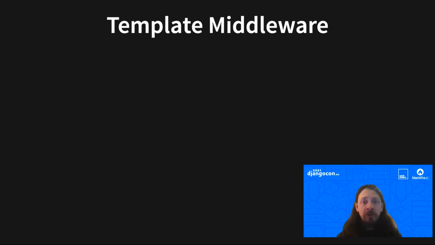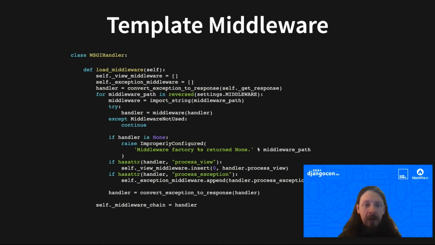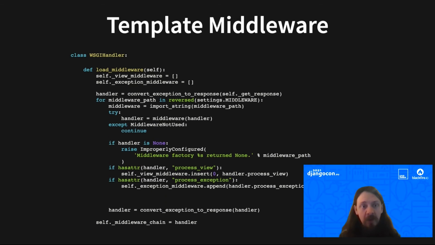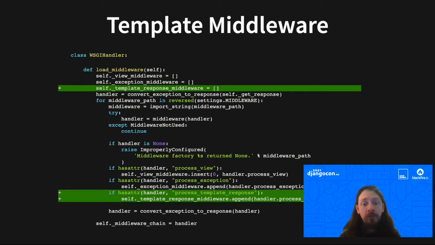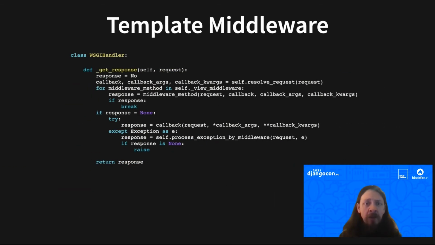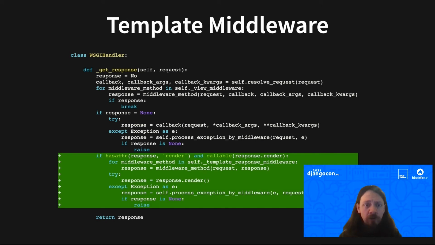The final special method that we can add to our middleware is template response middleware. Again, when we're building our middleware chain, we check for the process template response method, and we create a list of all our template response methods. This middleware gets called after we've called the view. Now, some responses can have a special render method, and we use this for delaying the template rendering.